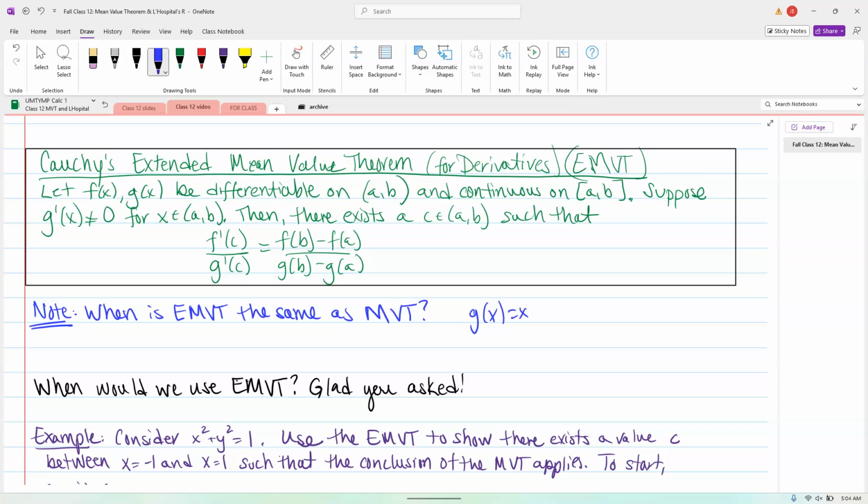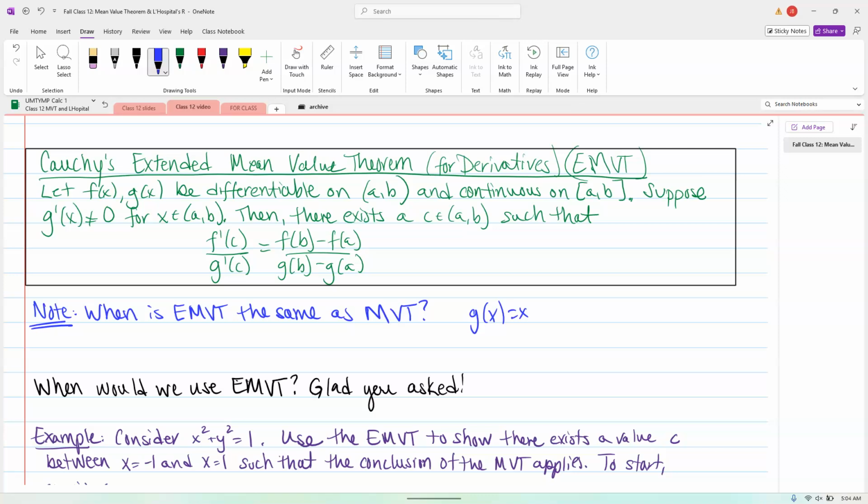Then we get that the ratio of the IROCs, the instantaneous rates of change, is equal to the ratio of the average rates of change. Just the same idea as what we saw before, just now we have two functions to work with. As a side comment, why is this considered an extension? Because if we let g of x be x, then the derivative is 1, and we just get the same thing as what we saw in the mean value theorem in the first video.